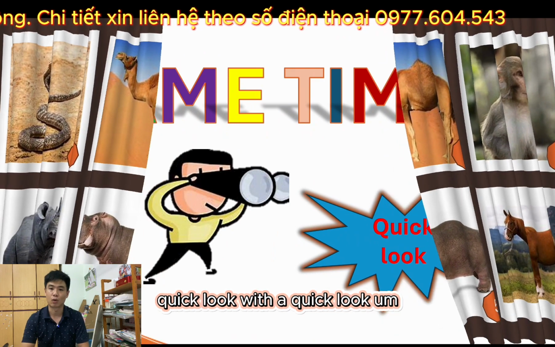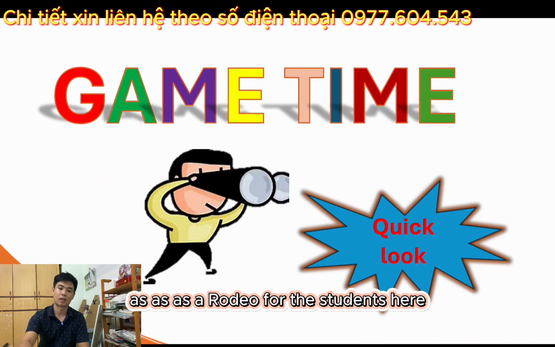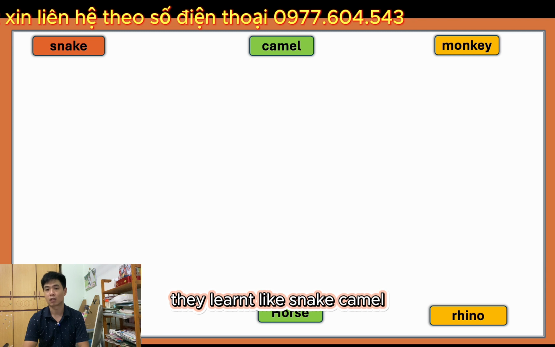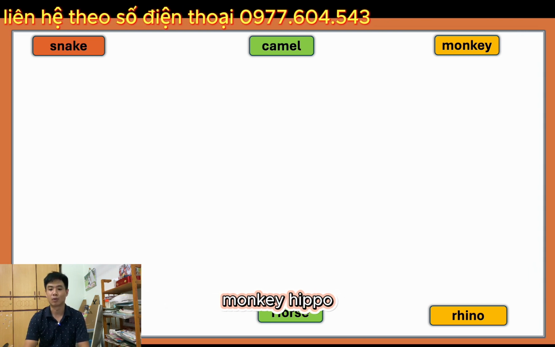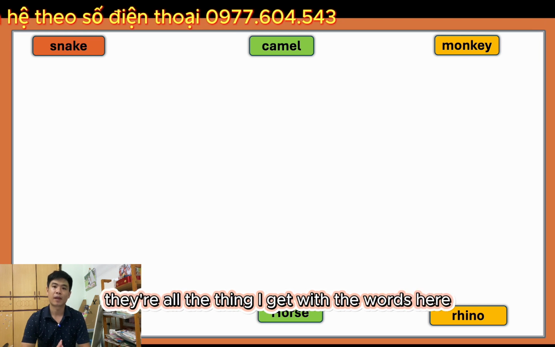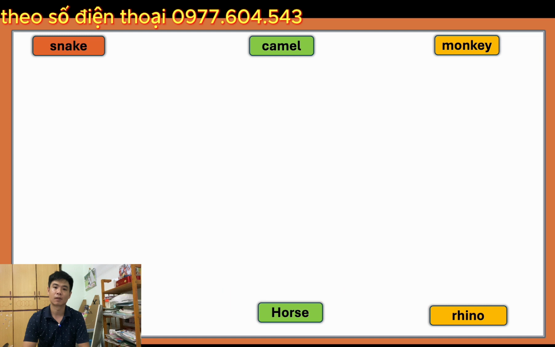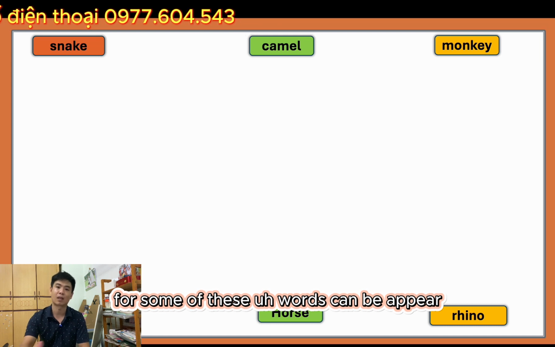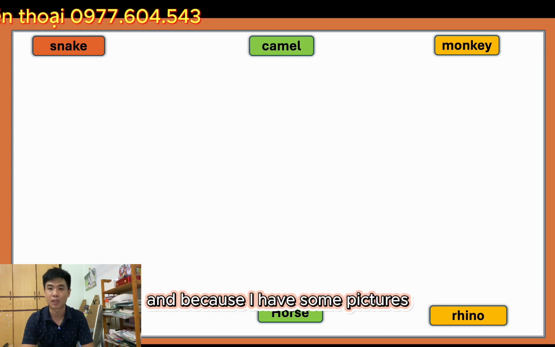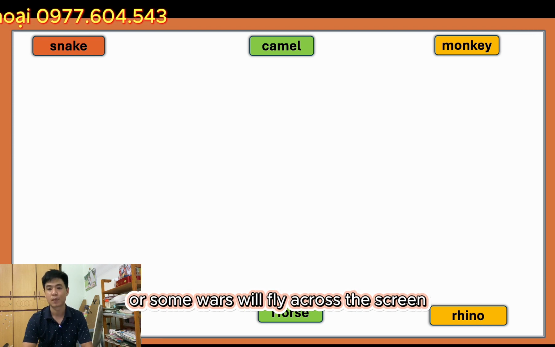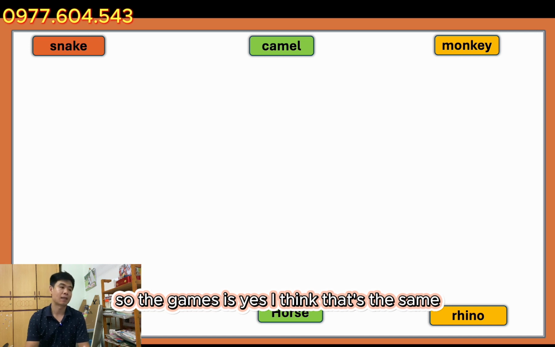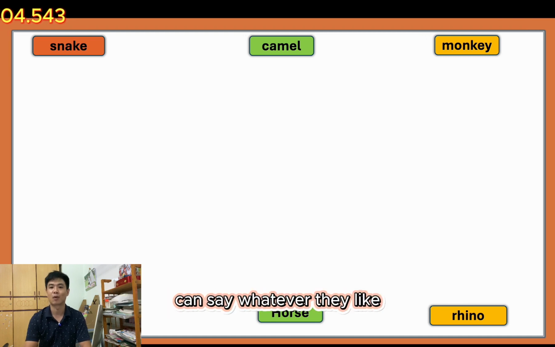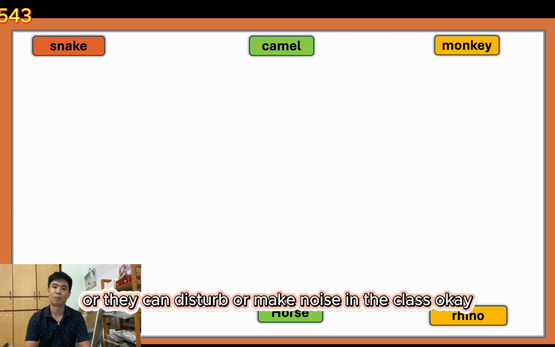Let's see the quick look. With the quick look, first, I write out for the students some words they have just learned, like snake, camel, monkey, hippo, horse, and rhino. They can look at the words, and some of these words will appear as pictures, or some words will fly across the screen. The game is the same: whoever can say it fast can get the points.